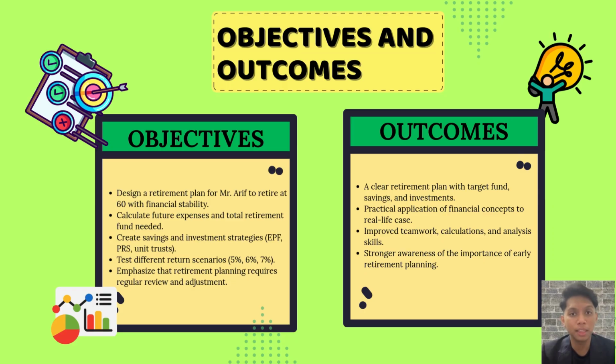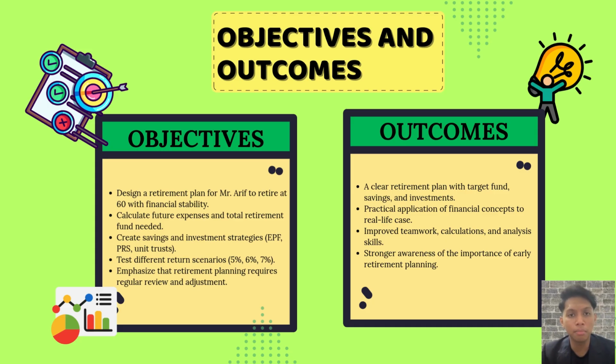Next is the objective and outcome. The main objective of this project is to design a retirement plan that provides Mr. Arif with financial stability and peace of mind when he reaches the age of 60. At its core, the project seeks to calculate how much money he will need at retirement in order to sustain his desired lifestyle for 20 years, taking into account the inevitable effect of inflation.